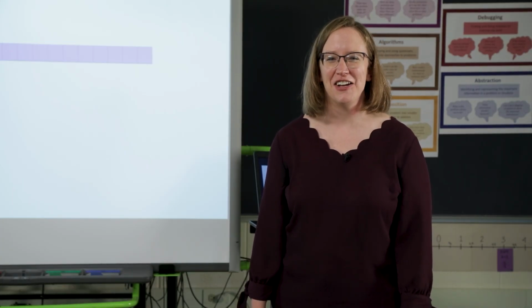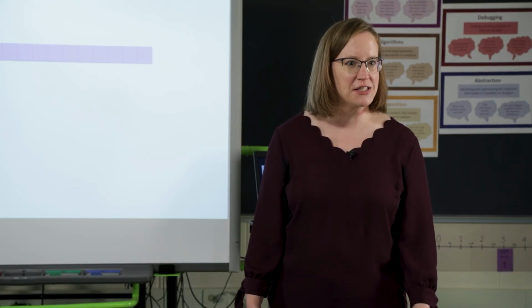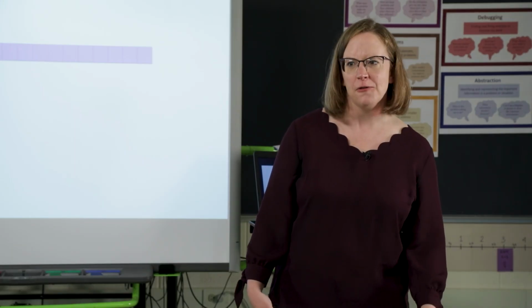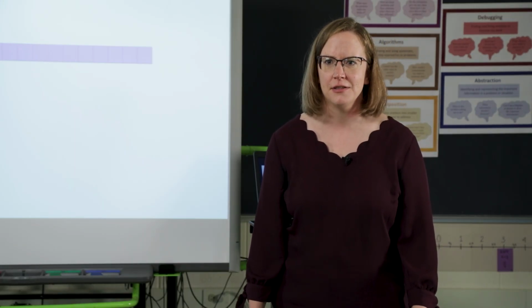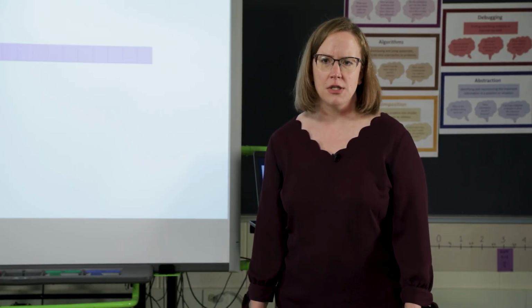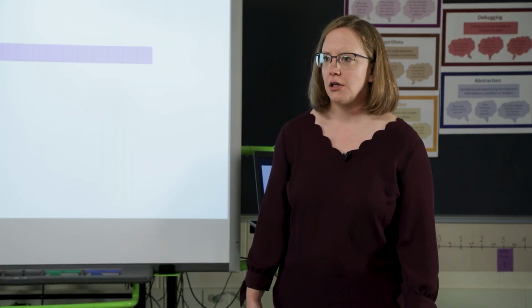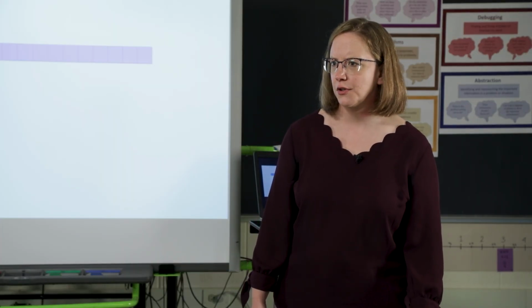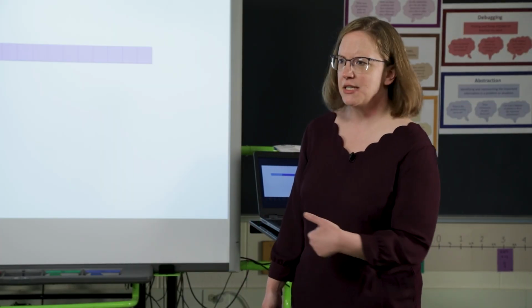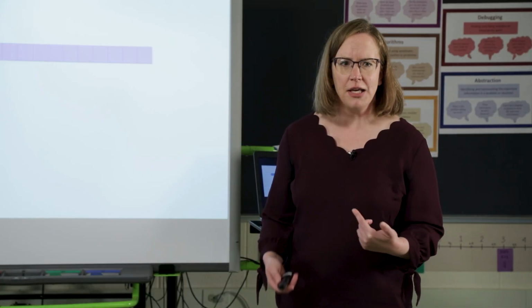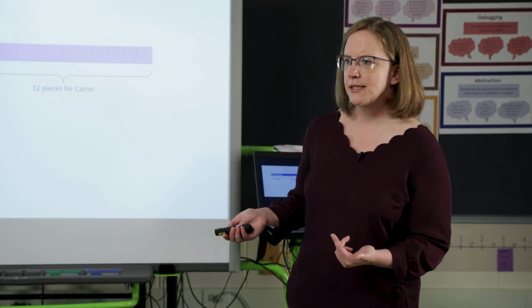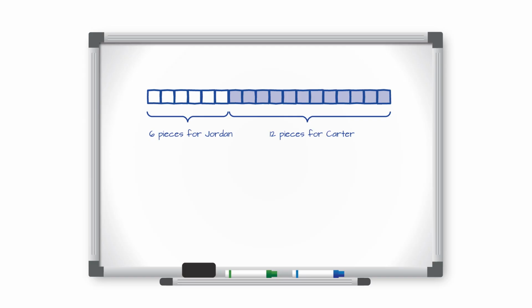So we were thinking about how siblings could share the pieces of chocolate and chocolate bars in a way that felt fair based on their ages. So we said if Carter was 6 years old and Jordan was 12 years old, and if there are 18 pieces in this chocolate bar, then maybe they could share it so that Jordan got 6 pieces and Carter got 12 pieces, because then each sibling would have 1 piece for every year of their age.